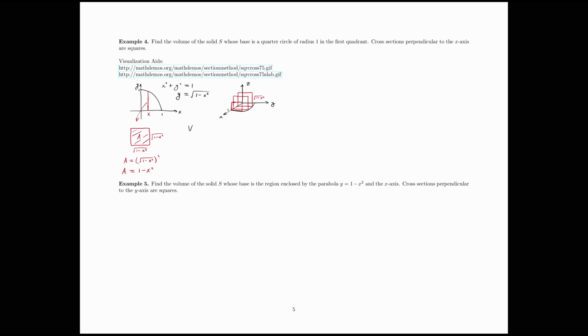Okay, so the volume would be the integral of that cross-sectional area. So from 0 to 1, and then our area, 1 minus x squared dx. So this is x minus a third x cubed between 0 and 1, which is 1 minus a third, which is 2/3. And then whatever units we're using, I'm just going to assume meters. So this will be meters cubed because it's a volume.